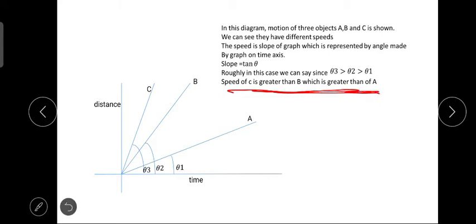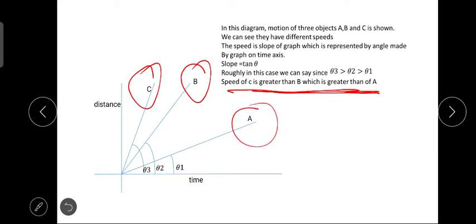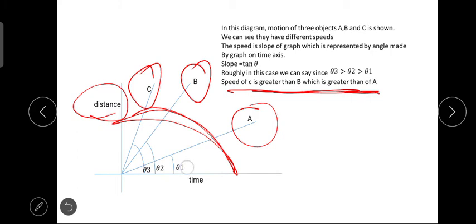So the highest speed is possessed by c, then b, then a. From the graph of these three, I can tell the relation between distance and time. Time is the independent quantity, distance is the dependent quantity, and as c has the highest slope, the slope of the distance time graph gives me the speed.